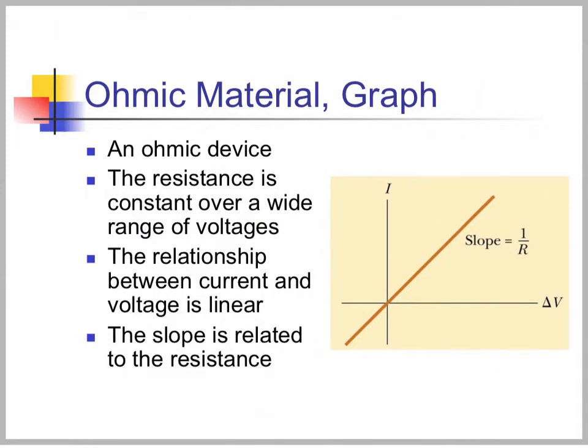Now, if I have an ohmic material, which most resistors are made out of, the resistance is constant over a wide range of voltages. And if I were to look at the relationship between the current through it and the potential difference across the resistor, notice that we have a constant slope, and the slope is 1 over the resistance.